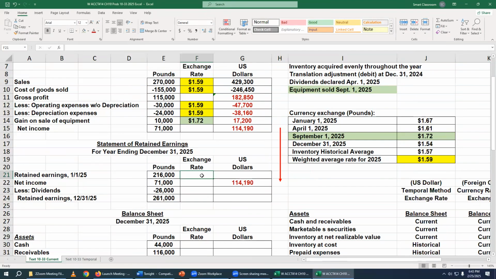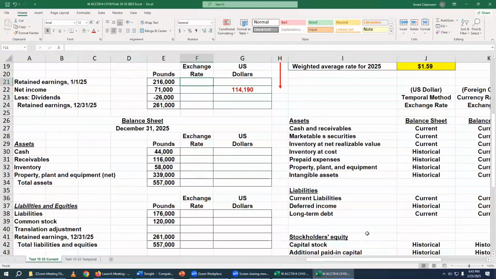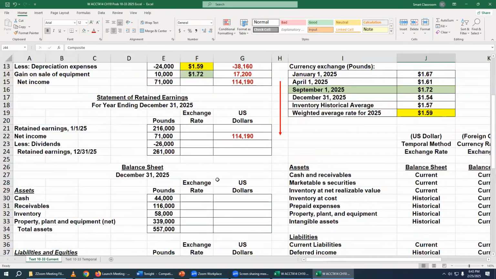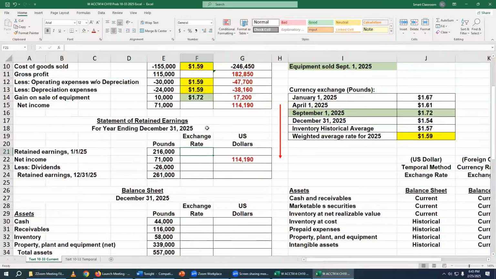Go to retained earnings, the historical rate. This will be historical. It says composite. Originally, it's going to be historical. At the end, it'll be composite. At the beginning, the very first year, it'll be historical. The first line. Where am I? So it is January 1st.